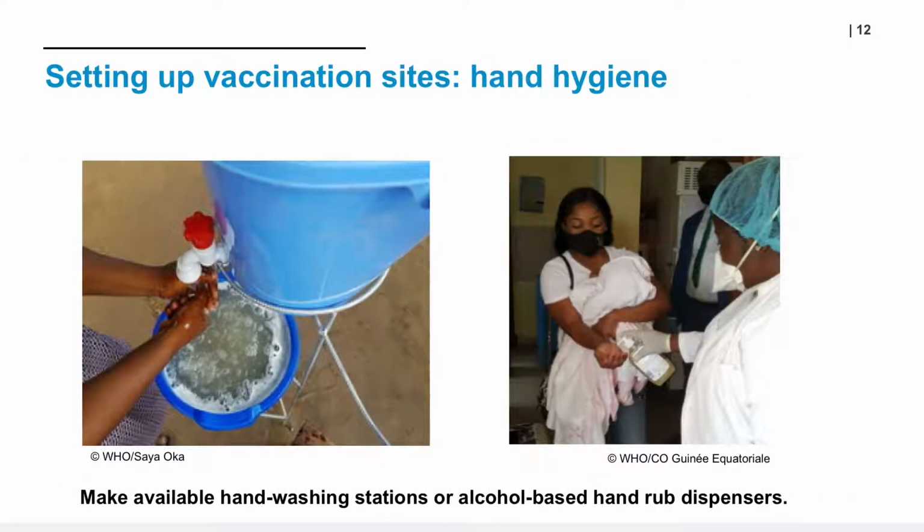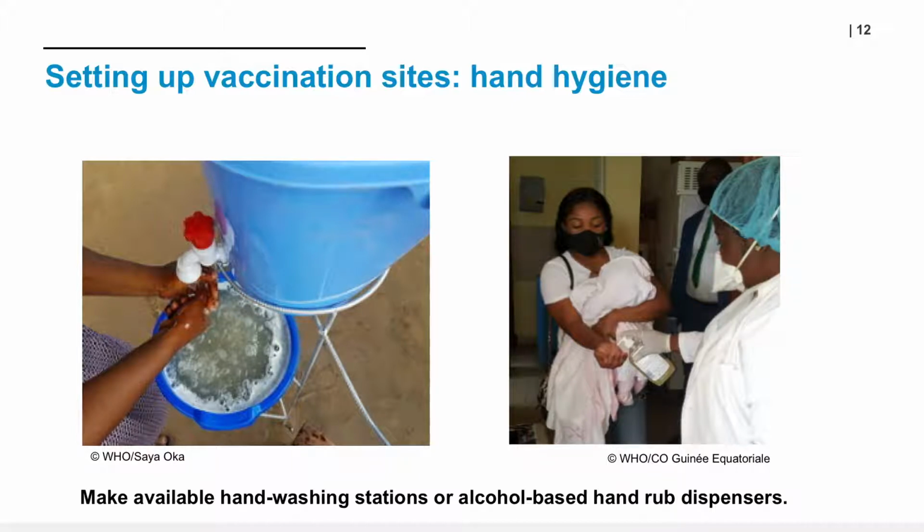Hand hygiene needs to be considered when setting up vaccination sites. We have evidence to prove that hand hygiene is the best way to prevent the spread of germs, both in healthcare settings and in the community. We know that our hands are our main tool for work as health workers, and they are the link in the chain of transmission of infection.